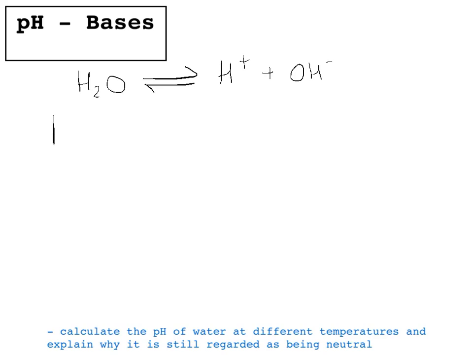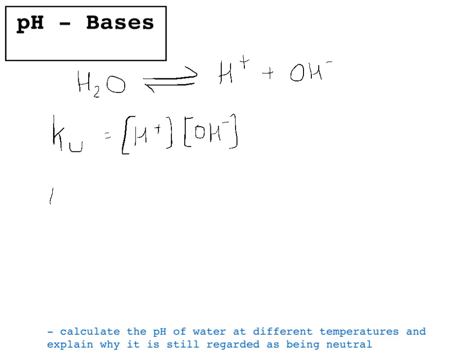Now if we look at our Kw expression, that equals the concentration of H plus times the concentration of OH minus. If we were to heat water up, then this equilibrium would shift to the right, causing more H plus to be made, which then means that the pH would decrease, because if there's more H plus ions, then it's more acidic. Remember, the pH is based on the concentration of H plus ions.